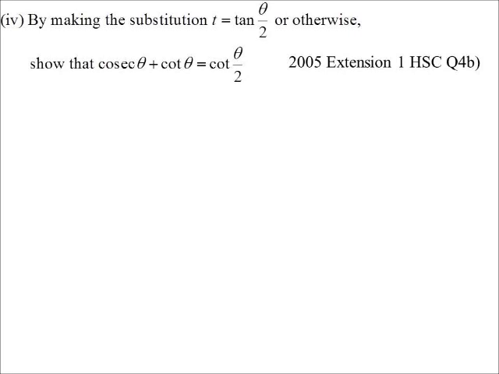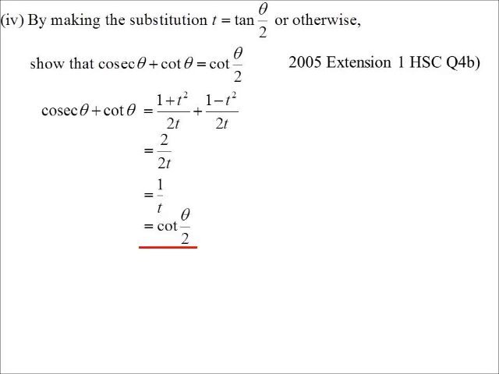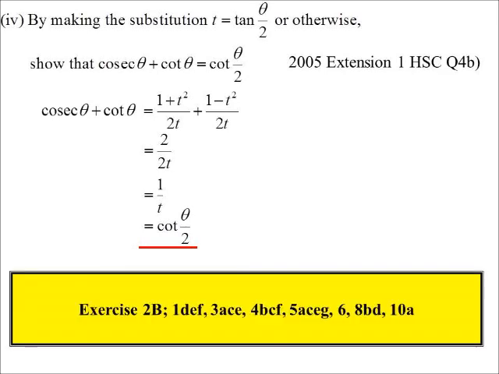All right, cosec. Well, cosec is the reciprocal of sine. So we want the t result for sine upside down. And cot is the reciprocal of tan. So we want the tan one upside down. That's nice because the denominators both turn out to be 2t there. So we can add those together. 2 on 2t, 1 over t. But that's got to be the cot of theta on 2, because we said t was tan theta on 2. So we've got the reciprocal of t, the reciprocal of tan, is the cot of theta on 2. Alrighty, there we go.